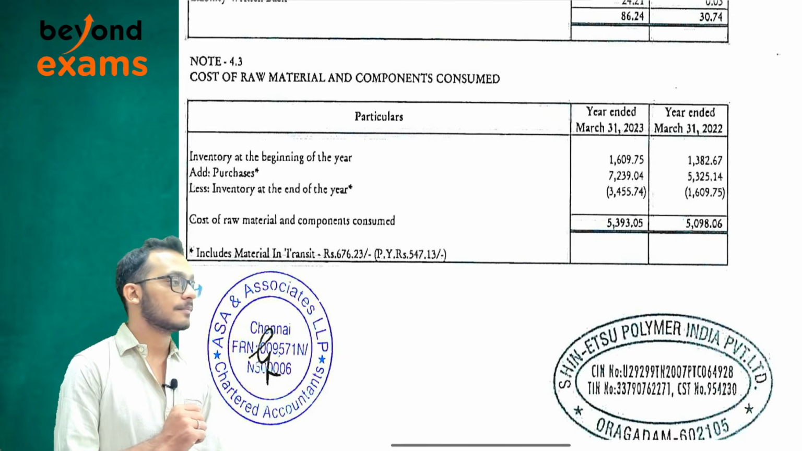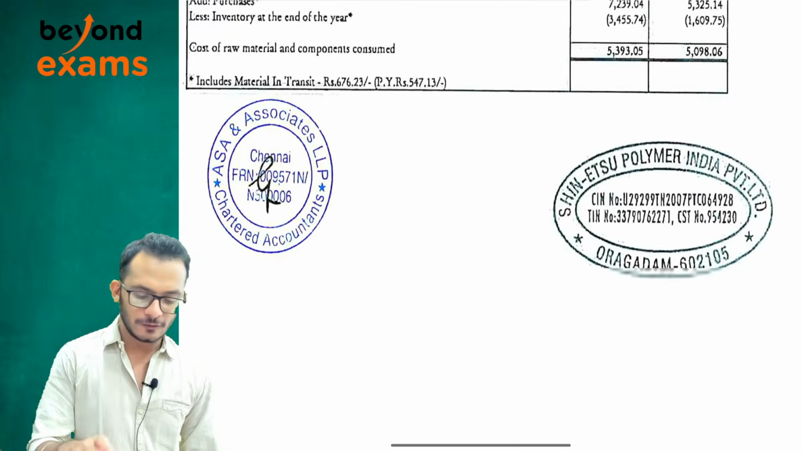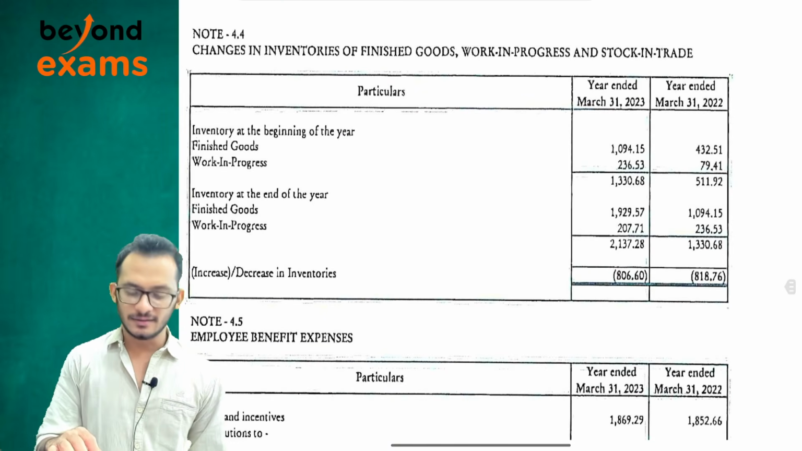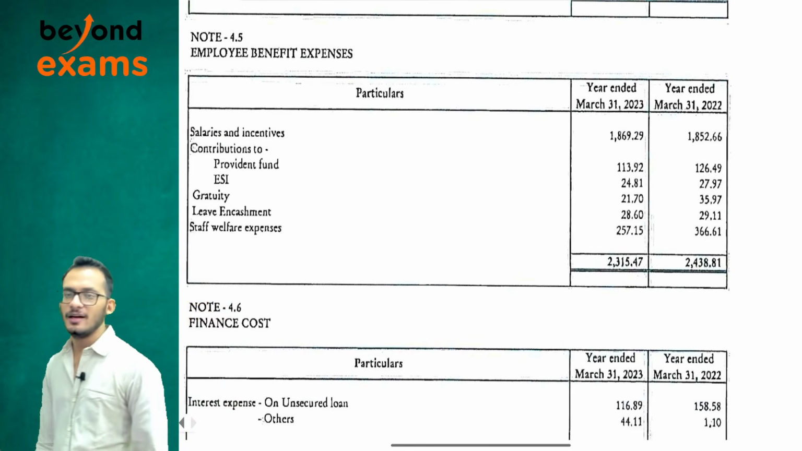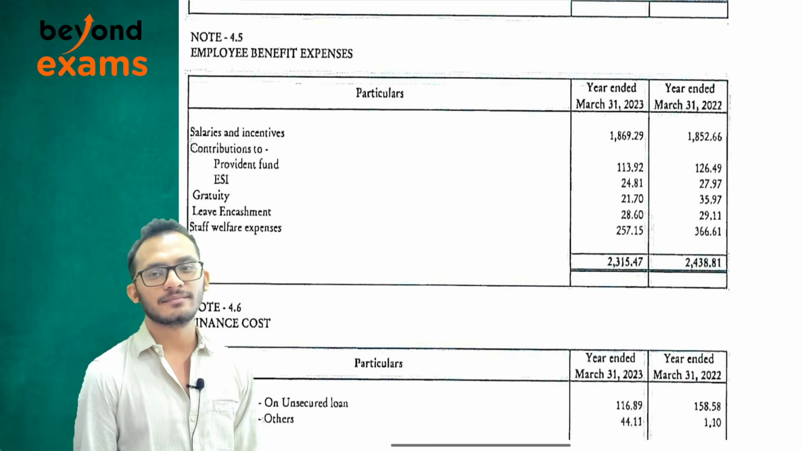Any problems in materials consumed? No issues in materials consumed. We have the next thing called change in inventories. Again, same thing, cost and NRV, whichever is lower. Problem comes in employee benefits. What all questions should you ask at the employee benefits level, other than what we have already discussed?